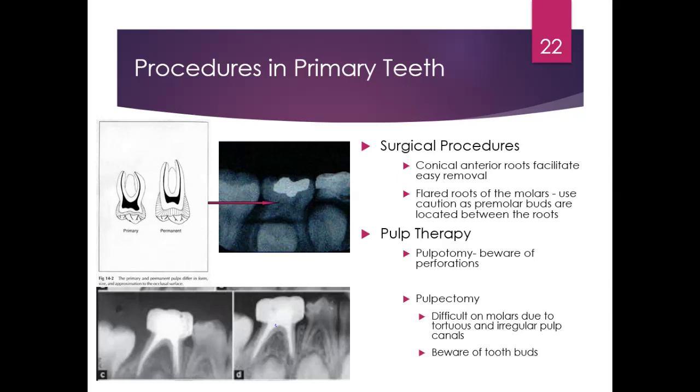With pulpectomy, there may be some variable difficulty on molars due to the tortuous or irregular pulp chambers. So keep that in mind, making sure that you're looking at your radiograph to see how many canals and how many roots you have, and looking at the shape of the roots themselves. And once again, just be aware of the tooth buds.